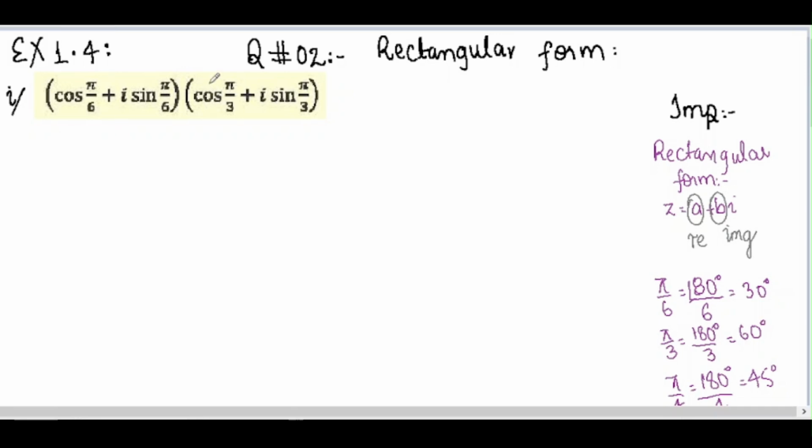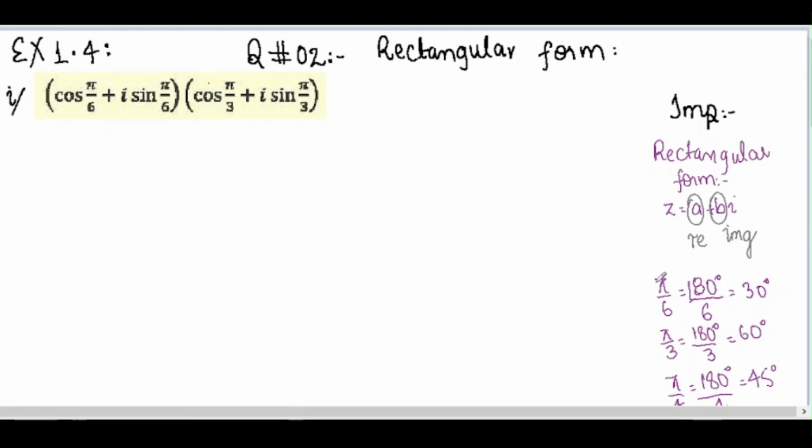Bismillahirrahmanirrahim. We are going to start question number 2 of exercise 1.4, which says that we have to write the following into the rectangular form. And what is rectangular form? The general form of a complex number is also called its rectangular form, which is equal to a plus b iota, where a is the real part and b is the imaginary part because of the iota which is attached to it. Now cos pi by 6.